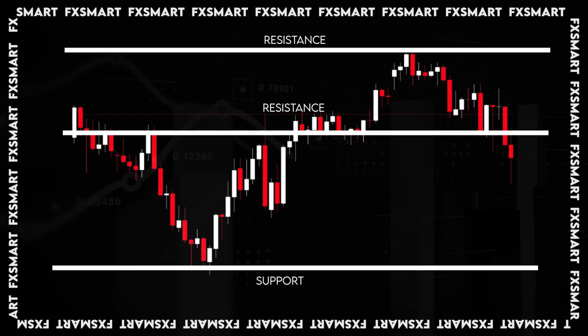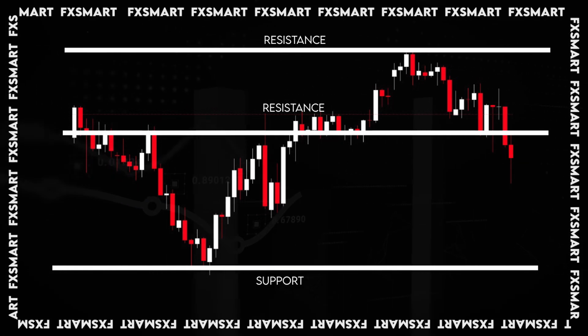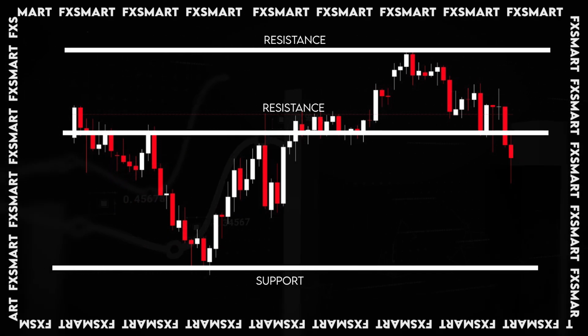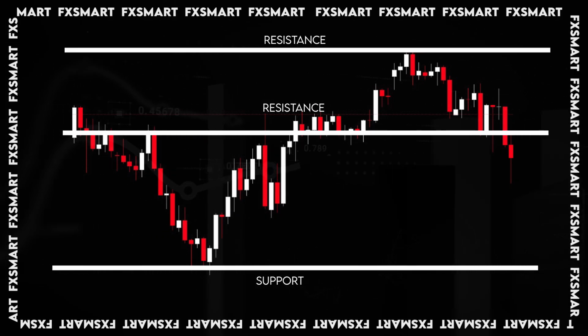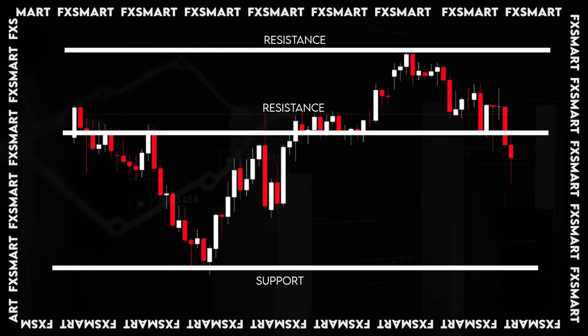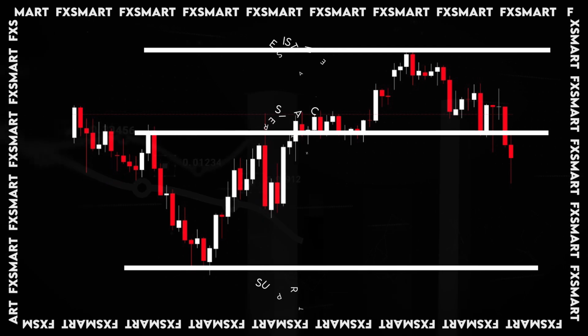Currently, price has broken below this intermediate level, indicating potential bearish momentum. Based on this structure, we expect price to continue dropping toward the next significant support level ahead. This type of level-based analysis helps us anticipate possible price reactions and better align our trades with the broader market structure.